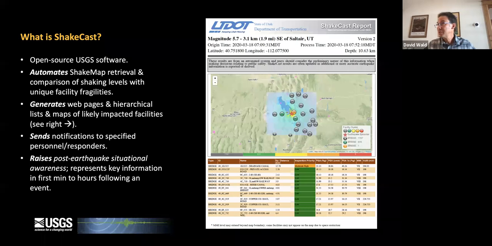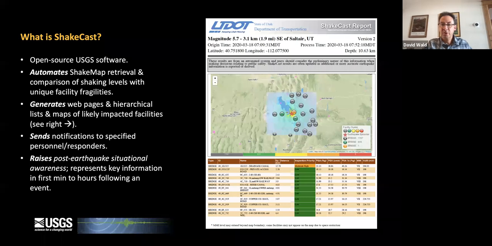Now I mentioned ShakeCast. I'll go over this very quickly. ShakeCast, in this case, is a system that's run by the state of Utah Department of Transportation. They're running this tool called ShakeCast. It's software that we developed. We give them the software, and they put in their bridge locations and the structural elements of those bridges, and they take the shaking off the ShakeMap and estimate the likelihood of damage to each bridge.